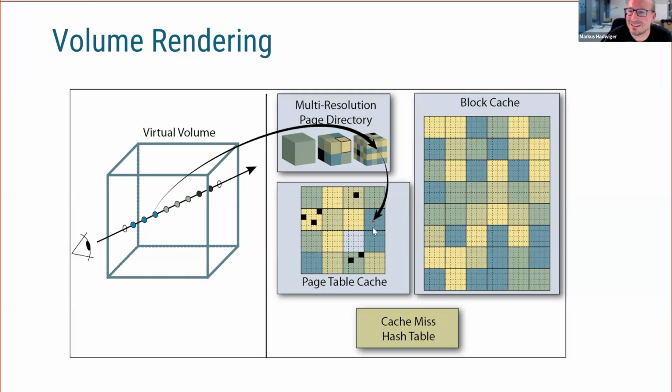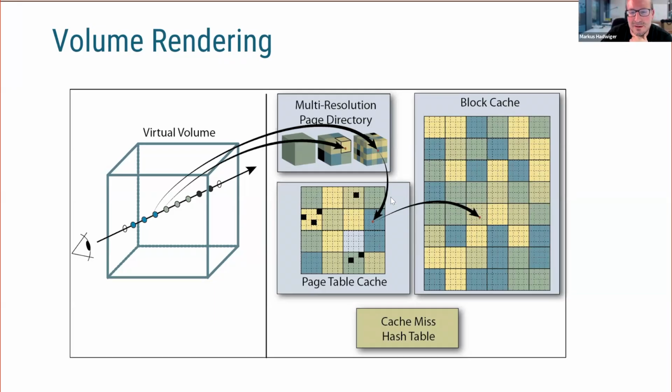And if you're lucky, it's resident in the page level cache. So there is something mapped here. And then you go to the final cache, which has the subset of the data, which is kind of the working set, like in CPU virtual memory, that you can then retrieve from this cache here.